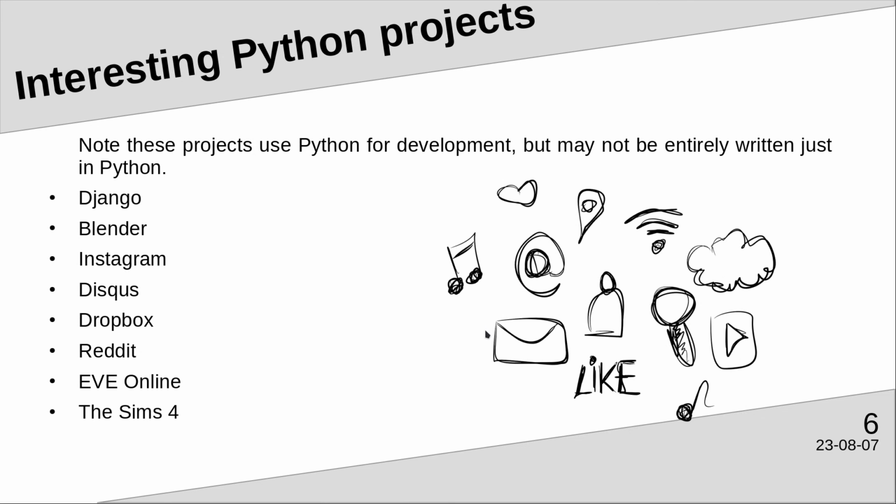Here are a couple of interesting Python projects that you might be familiar with. So you get things like Django, which is used for web development, Blender, which is popular software to create 3D objects, Instagram, we all know what that is, Disqus, which is something you can implement into your site to allow people to comment on it without you needing to create the whole commenting thing, so Disqus gives that to you out of the box. Then you get Dropbox, which is file storage, Reddit, we all know what that is, EVE Online, which is a game, and The Sims 4, which is also a game.